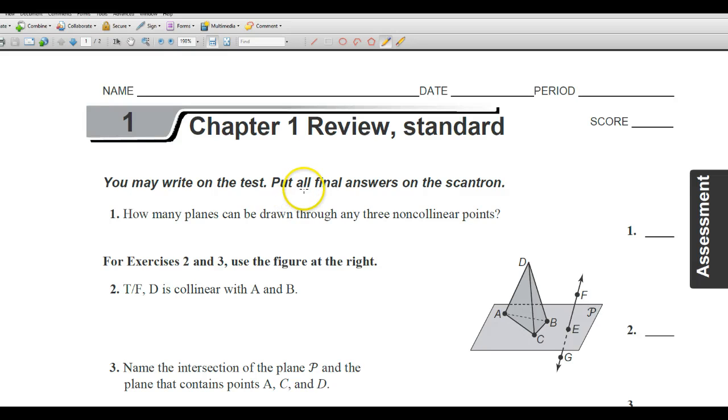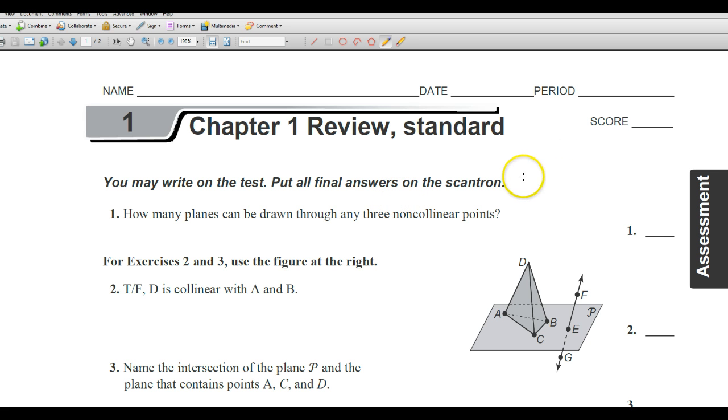Okay, this is Chapter 1 review for standard geometry. Number 1, how many planes can be drawn through any 3 non-collinear points? This is based off of the point, line, and plane postulate, which states that through any 3 non-collinear points there exists exactly 1 plane.